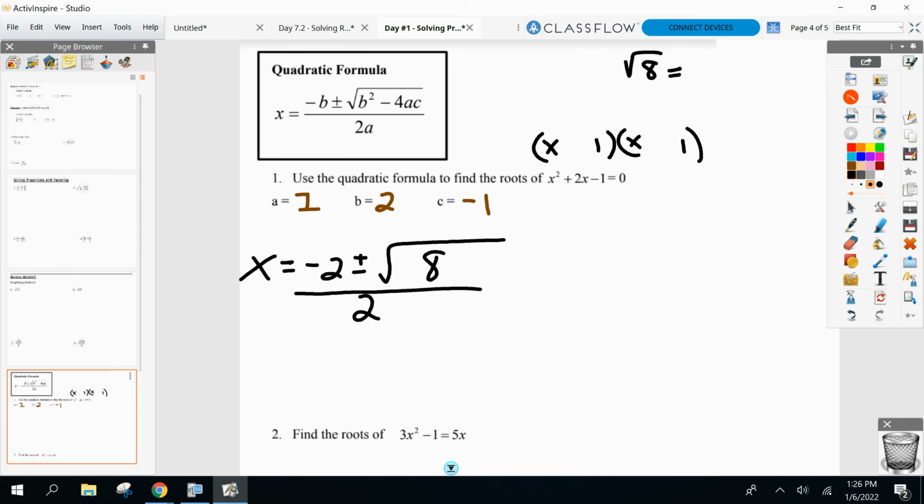What's the perfect square that goes into it? 4 times 2. So what's radical 8 break down to? 2 radical 2. So ready? Replace it. -2 plus or minus 2 radical 2 over 2. All I did was replace radical 8 with the simplified version. Still not in simplest form, though.